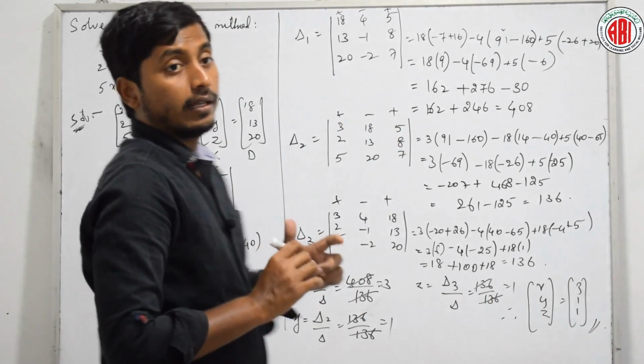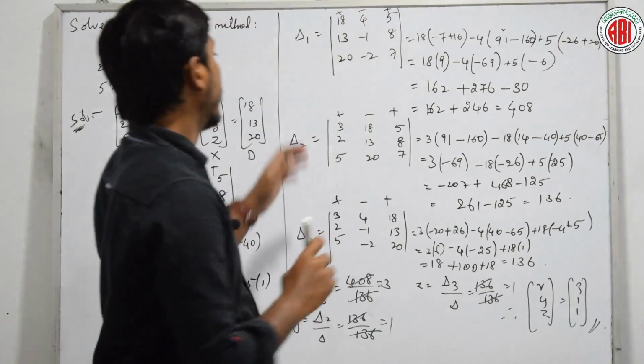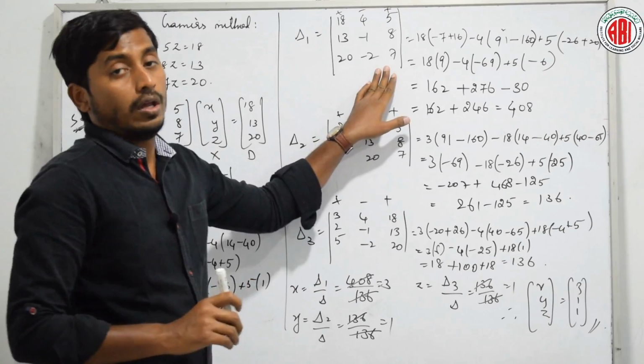Is it clear? Is it not easy to solve? The only thing we have to remember is just changing these columns.